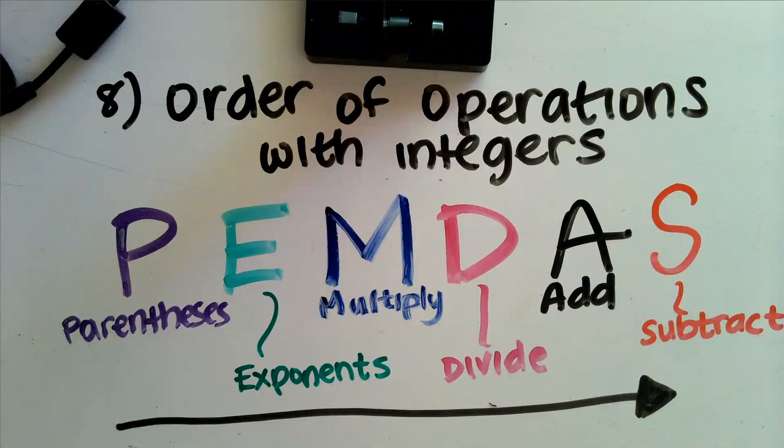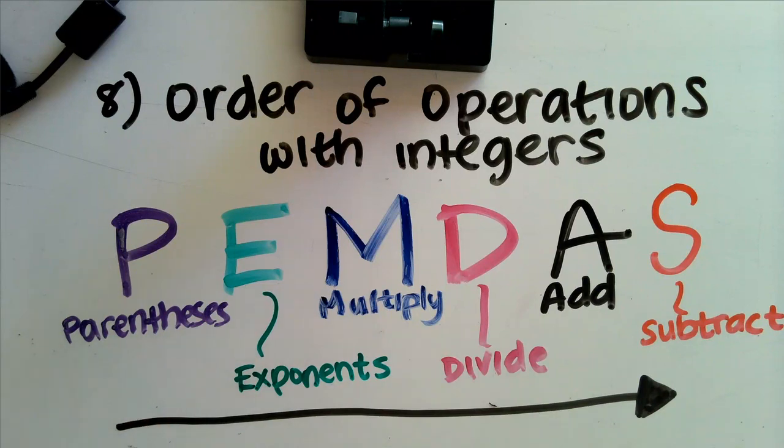Hi guys, today we're going to be talking about our order of operations with only integers. I know you guys have already learned order of operations, so I'm not going to go super in depth, but it's a really good idea for you guys to still write this down in your notebook just in case. So the order of operations is the order in which we do our operations. You always start on the left-hand side, moving to the right-hand side.